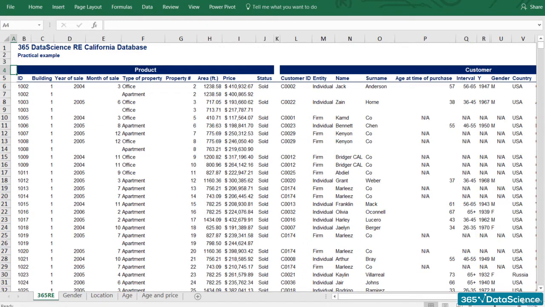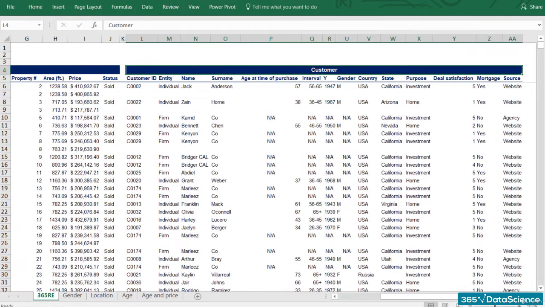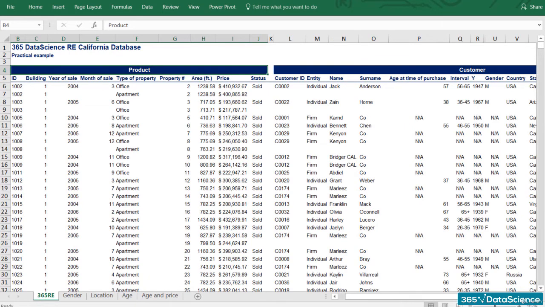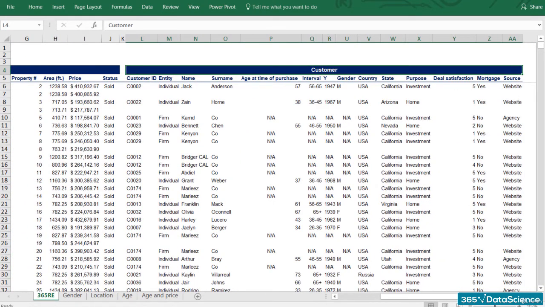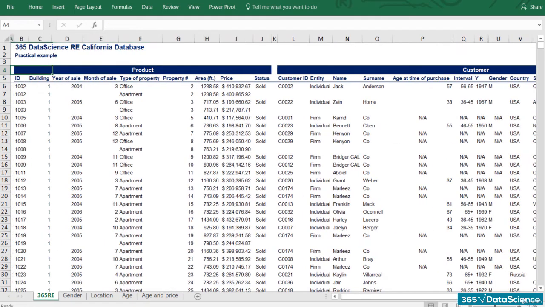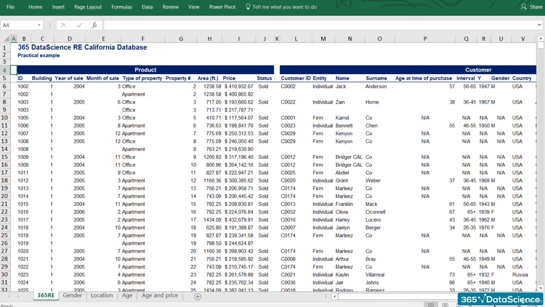Second, the table has two parts, left and right. On the left-hand side, we have product information. On the right-hand side, we have customer information. You can easily spot that all products are listed, but customer information is only available for some products. This is because we input information about a customer once the deal is done. Logically, only sold items are associated with a buyer.